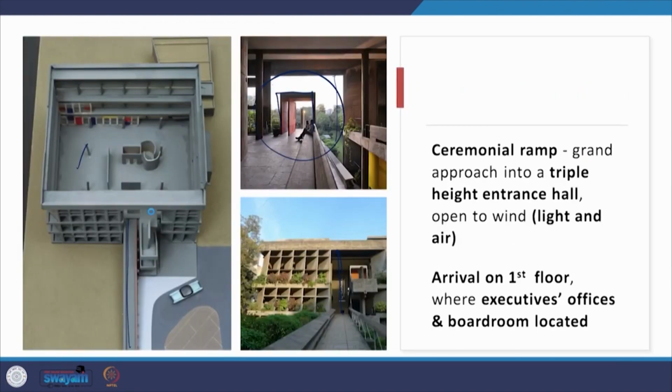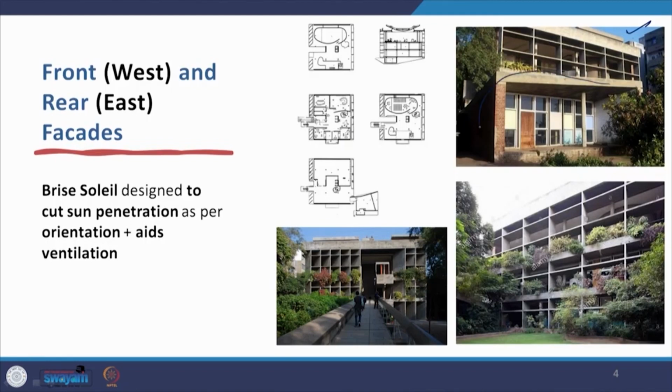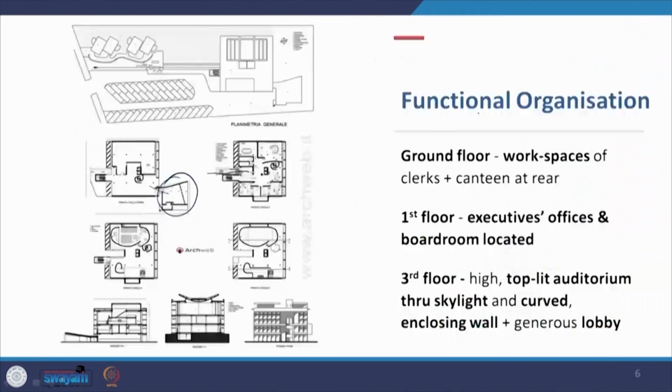If you go back again to show you the canteen, this is the canteen at the rear of the building. And on the third floor you have the high top-lit auditorium, where the light is coming through a skylight, and this has a curved enclosing wall which indicates that these walls are non-load bearing, and there is a very generous lobby provided.